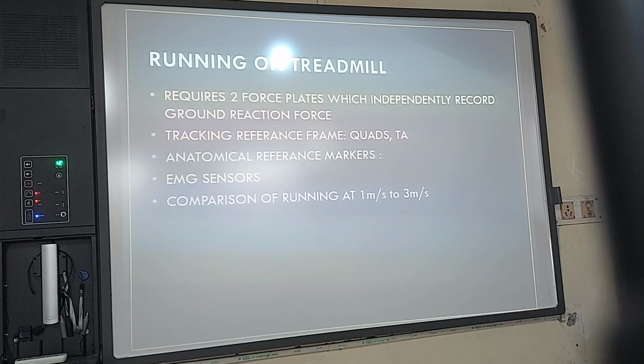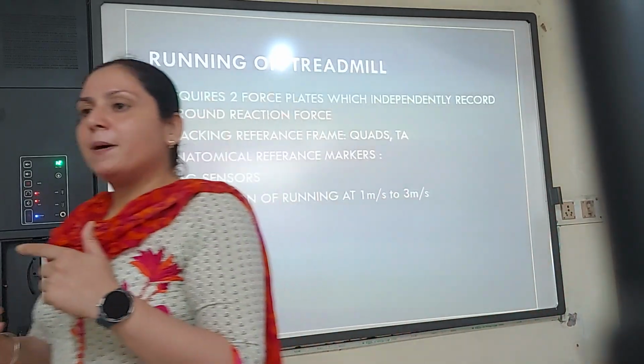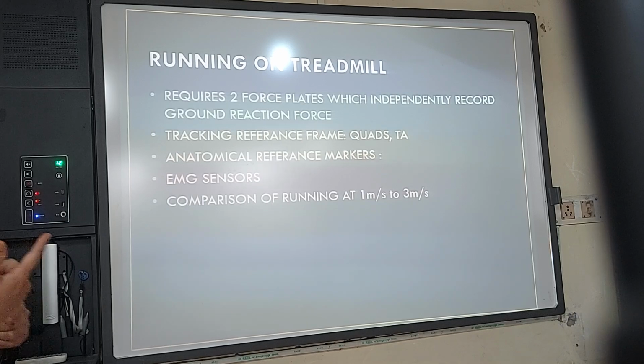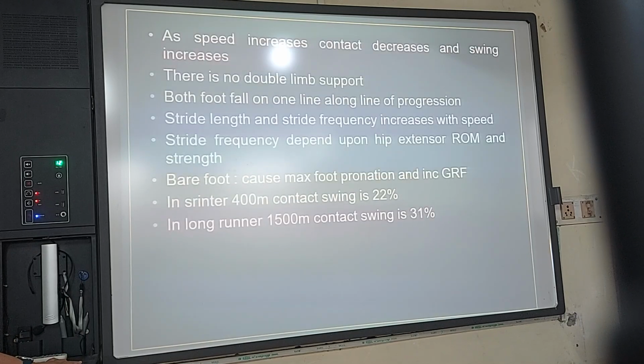EMG sensors are of course at the muscle sites, and then we compare our running across speeds. At 1 meter per second we just walk. What happens when the speed is taken to 1.5 meters per second, then 2 meters per second, then 2.5, and 3 is full-fledged? We come into that phase where you are running on your toes.